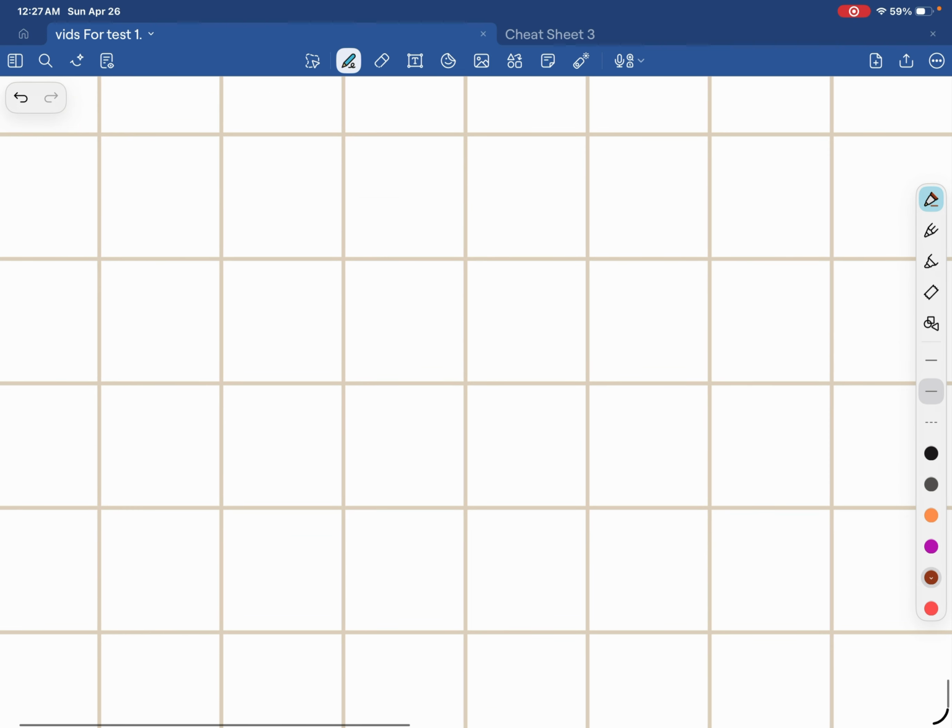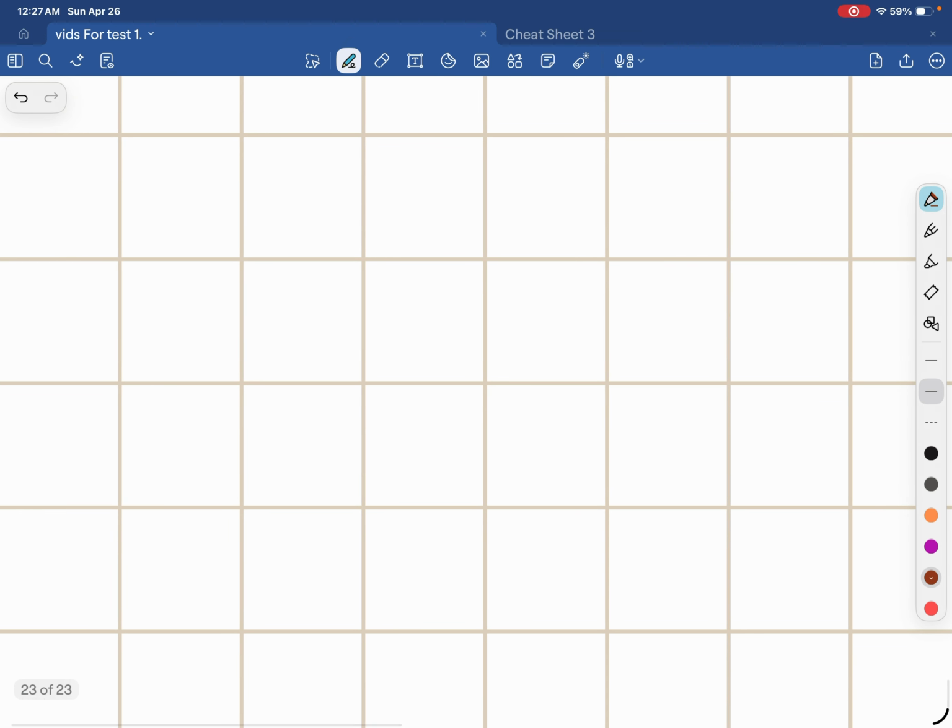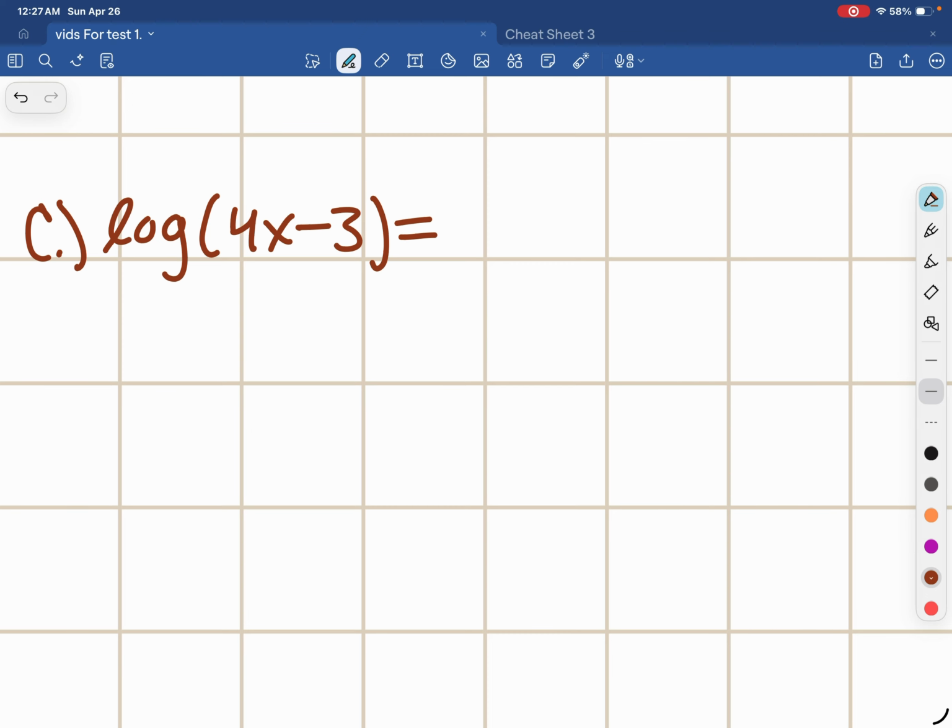Now, we'll do problem C, which is going to be log of 4x minus 3 equals 2. Pretty straightforward problem.